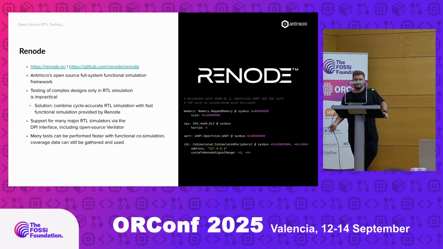So to address this, you can significantly speed your simulation up and also replace non-existing blocks with some functional simulation using the Renode framework. It's an open source, full system functional simulation framework that allows you to replace certain blocks with functional models. It is a functional simulator that you can connect to, for example, Verilator using a DPI interface.